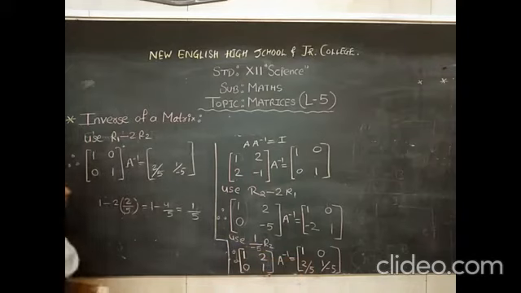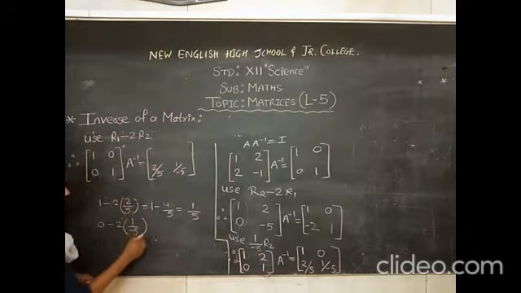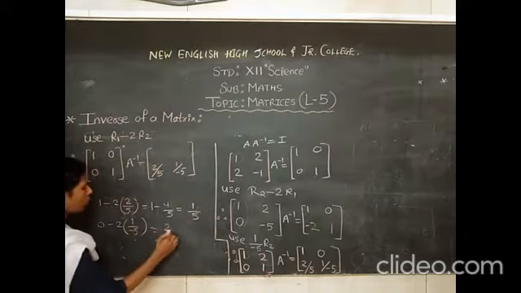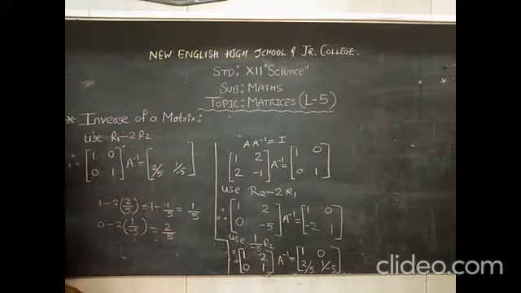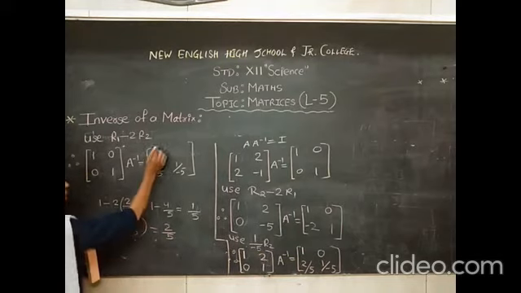For this one, 0 minus 2 times, it's very easy. 0 minus 2 times 1 upon minus 5. Minus minus plus, it is your 2 by 5. Okay. We have got here 1 upon 5 and 2 upon 5.